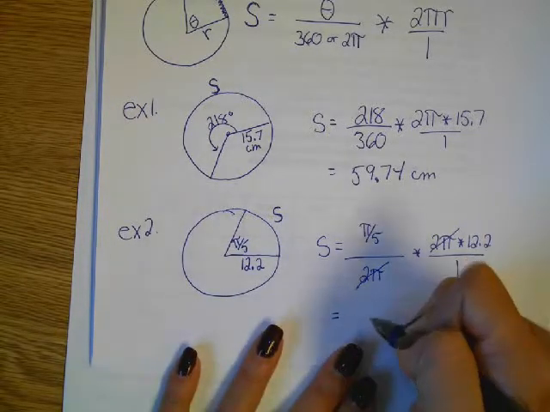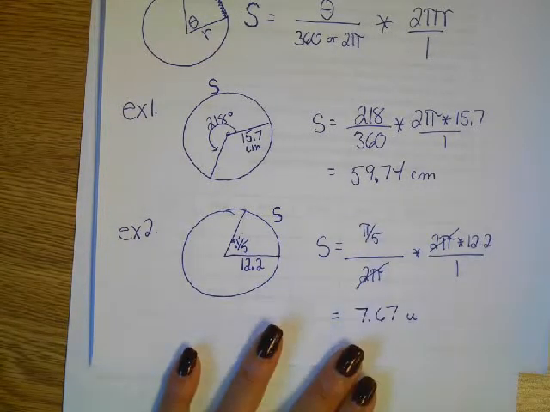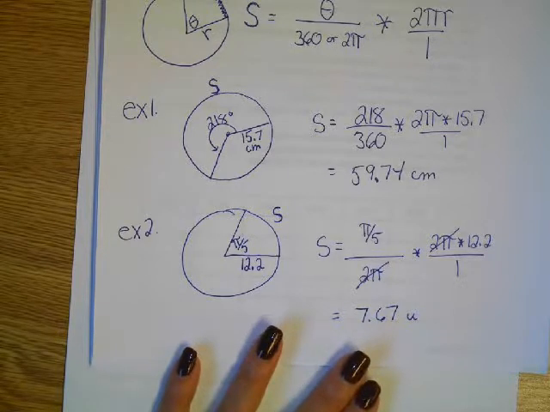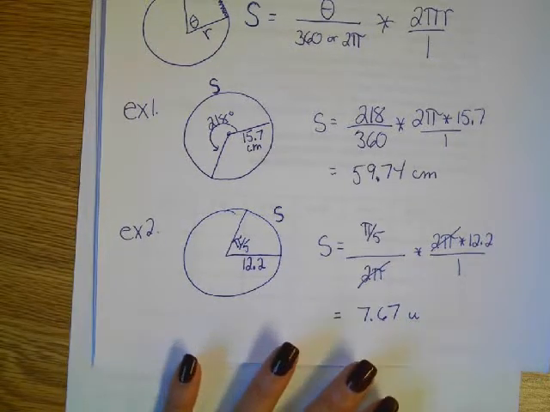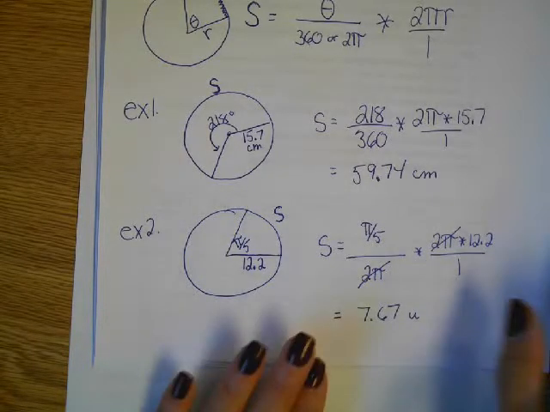Isaac? 7.67. 7.67. So far, so good? Okay.